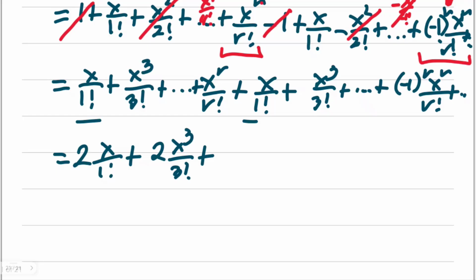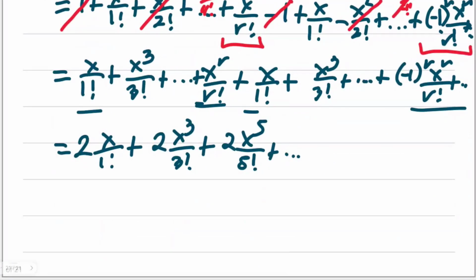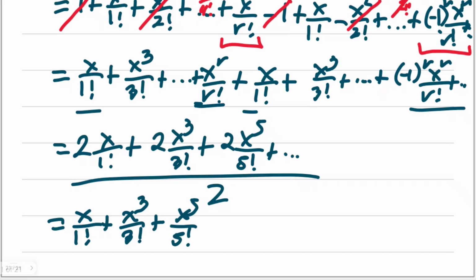If there is x to the power of 5, we're also expecting twice of that over 5 factorial until you reach this sum. Again, there's no representation for that, so let's leave the ellipsis as it is. This is not yet the final form because we are to divide it by 2. So by dividing all of this by 2, you will simply get x over 1 factorial plus x cubed over 3 factorial plus x to the power of 5 over 5 factorial, and so on and so forth.